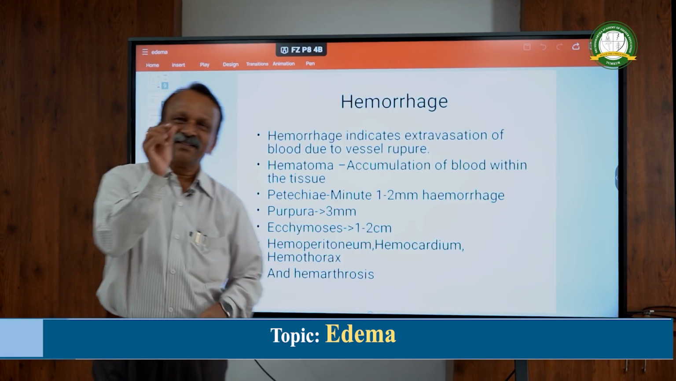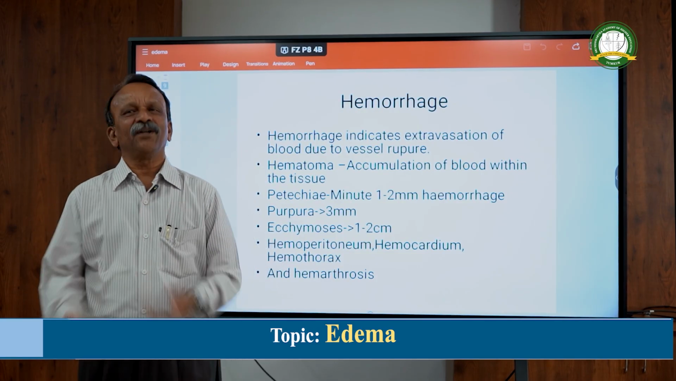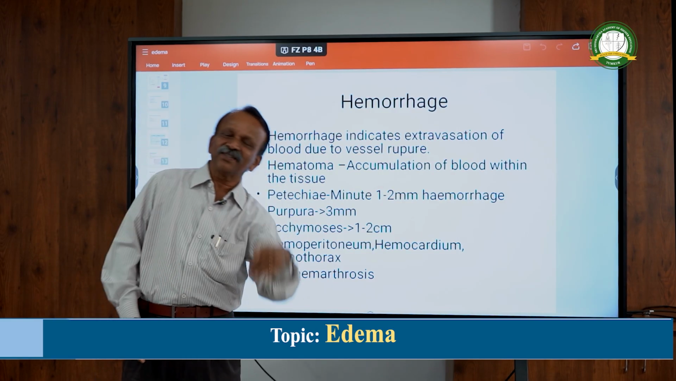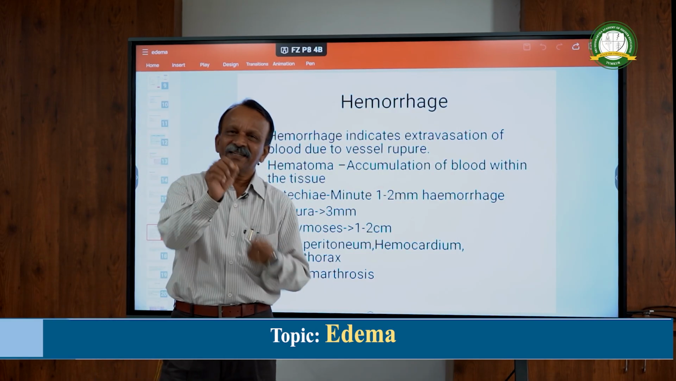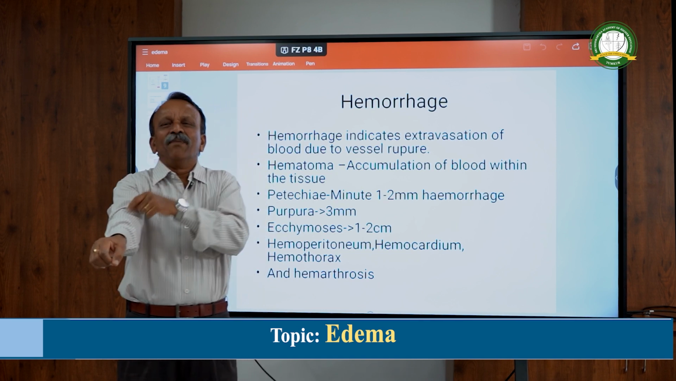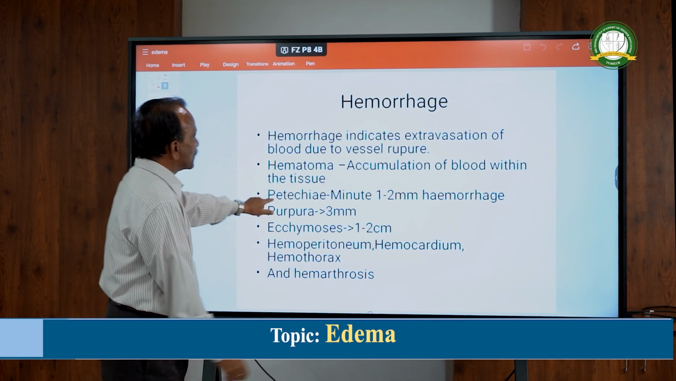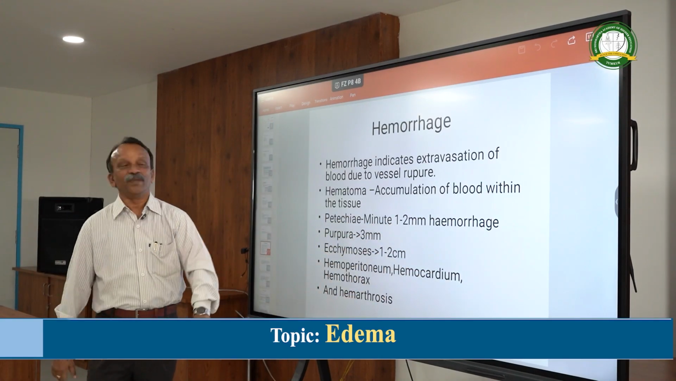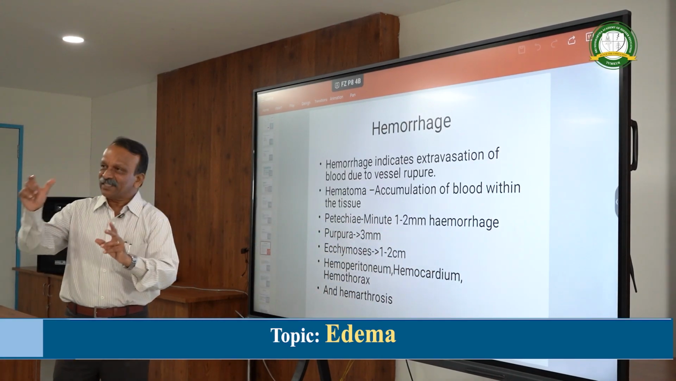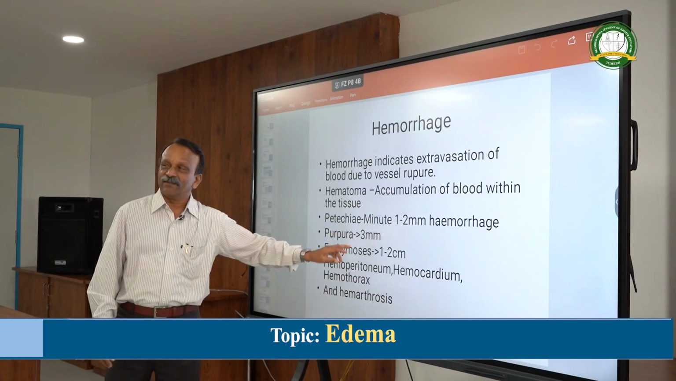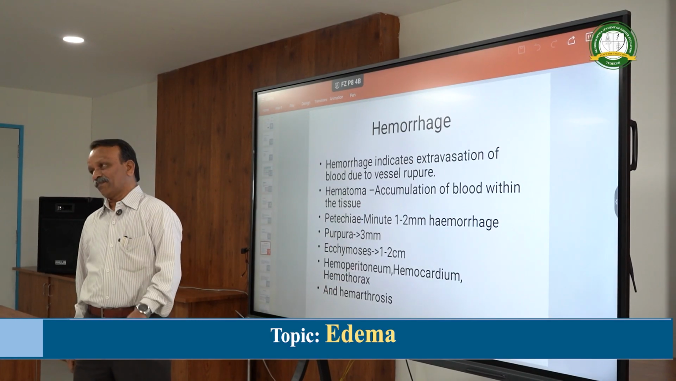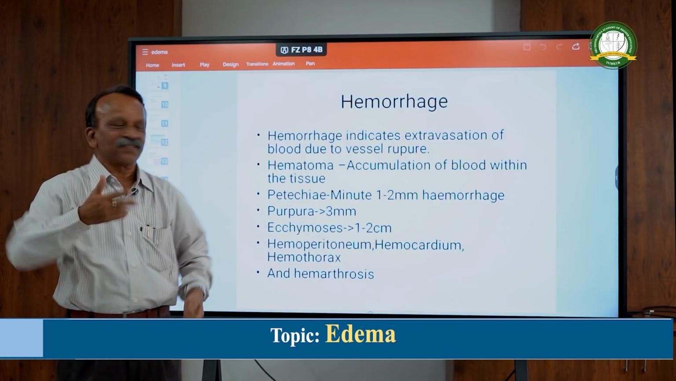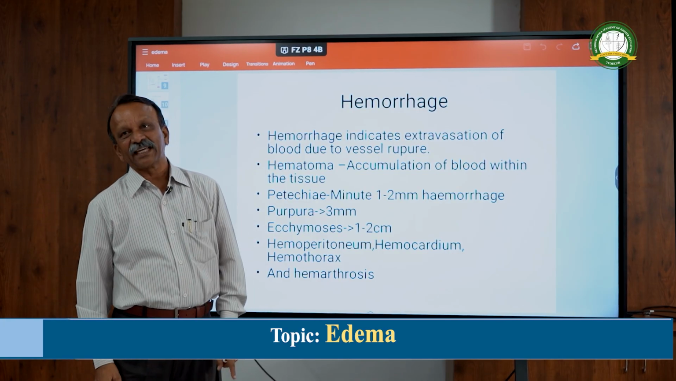And in cases of leukemia, that is blood cancer, there will be a decrease in the number of platelets. Once there is a decrease in platelets, it results in small, tiny red dot-like structures called petechiae, which measure 1 to 2 millimeters. If it is larger than that, more than 3 millimeters, that is called purpura. And if it is 1 to 2 centimeters, very large in size, that is called ecchymosis.